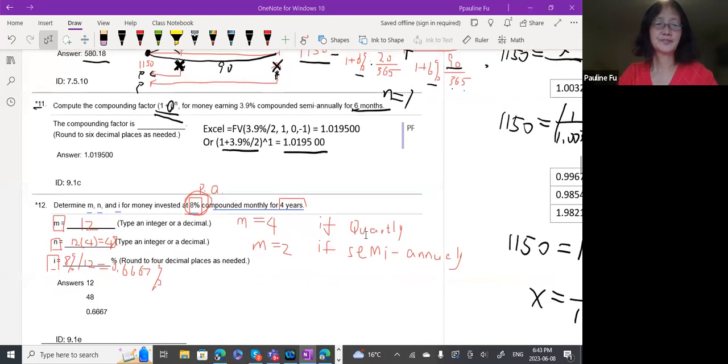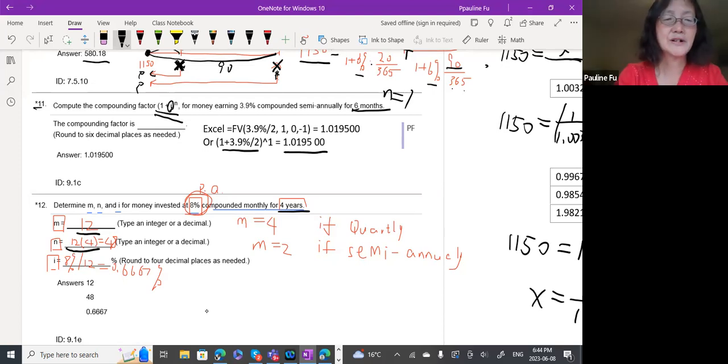Okay, question 12. Determine m, n, and i for money invested at 8% compounded monthly for 4 years. So what is m? Compounded monthly means m equal to 12. And what is n? n equal to 12 times 4 because it is 4 years. So n is 48. i is periodic interest, 8% divided by 12. That is i equal to 0.6667%.